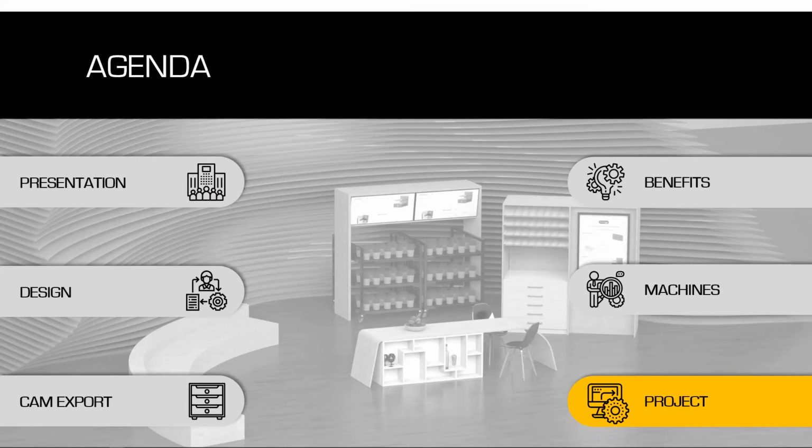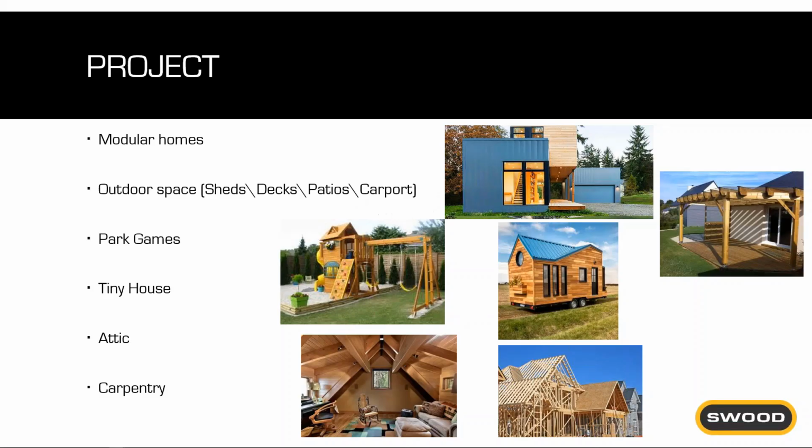Let's now finish this presentation with some projects that were created with SWOOD BW. But first, let's have a look at the kinds of project that you could do with this module. This is a non-exhaustive list of the kinds of project that could be produced with SWOOD BW. As I have presented, you could use it for modular homes, outdoor spaces such as sheds, decks, patios, carports, pergolas, and so on. Park games as well: there are more and more wooden park games, so they use this kind of machine as well. Tiny houses are getting common too. And finally, projects such as attics, carpentries, and so on, for which you will be able to use SWOOD BW.